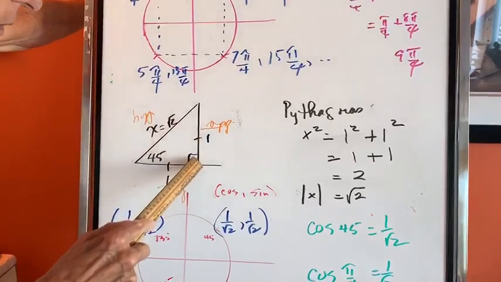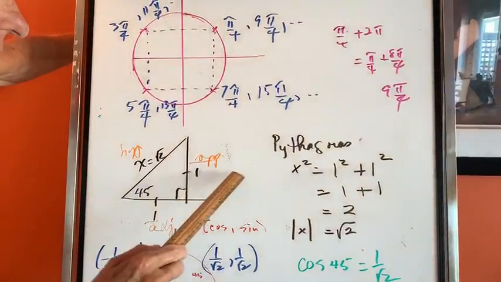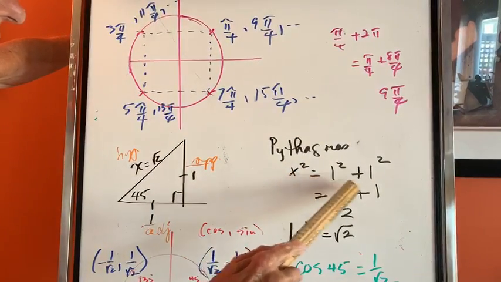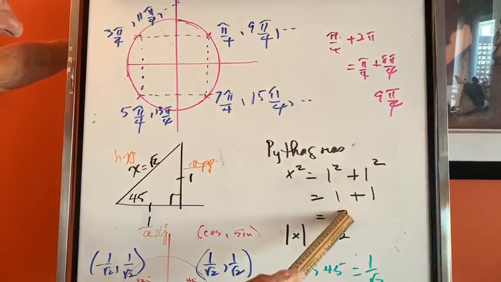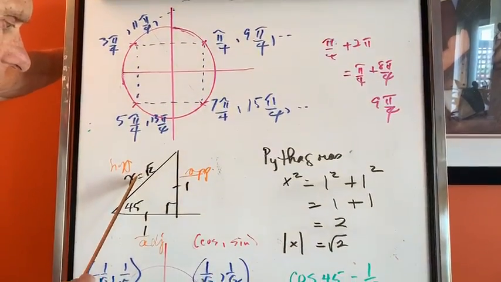At 45 degrees, we're going to look at the right triangle. Two sides are 1, and looking over here, Pythagoras says the square on the hypotenuse equals the sum of the squares on the legs. 1 and 1, and the square root of 2 is the length of the hypotenuse.